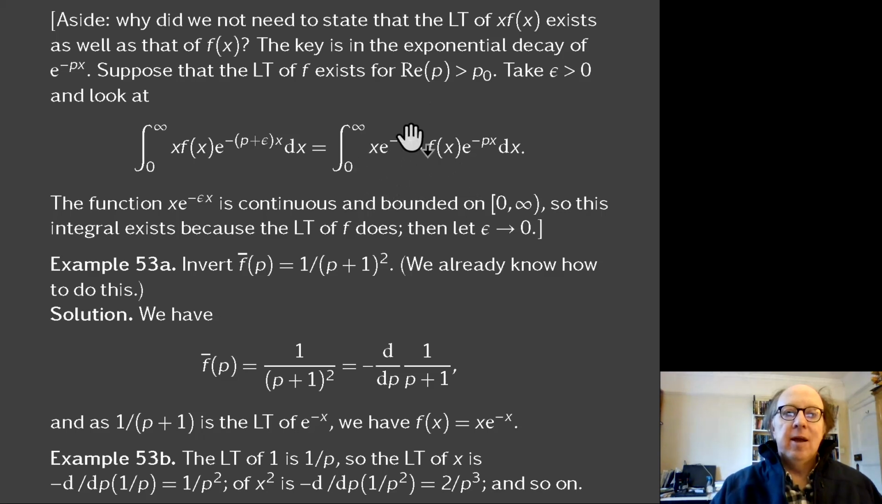This thing here is a continuous function which is bounded. It's bounded by quite a large bound, of size 1 over epsilon, but it is bounded. And that means that this integral exists, because you can take the bound for this bit of it out in front, and then you have something which you know exists because you know your Laplace transform exists. And if that's true for all epsilon positive, that tells you that your transform of x times f exists for all real p greater than p0.